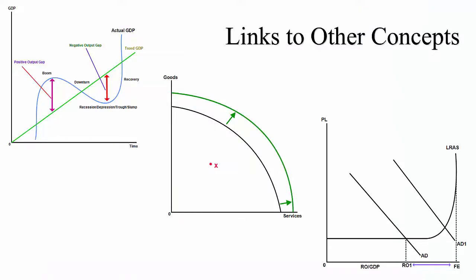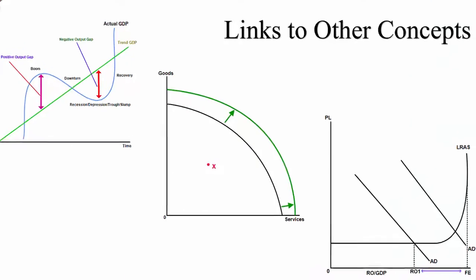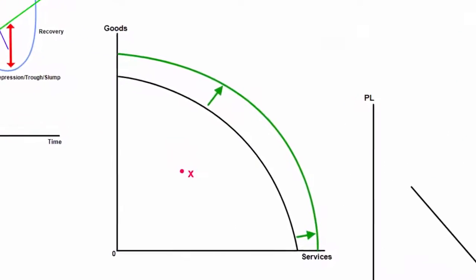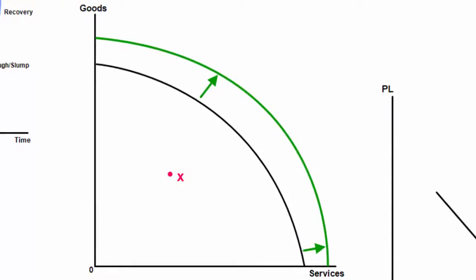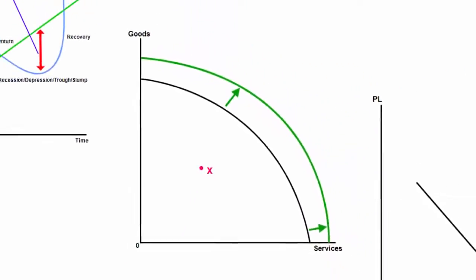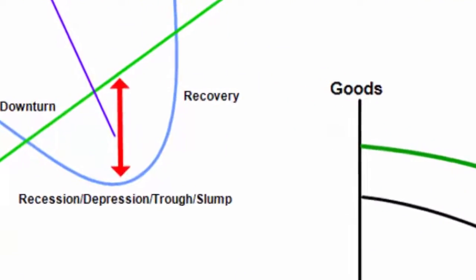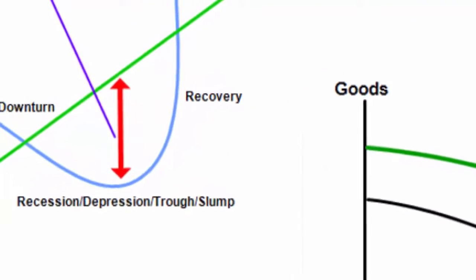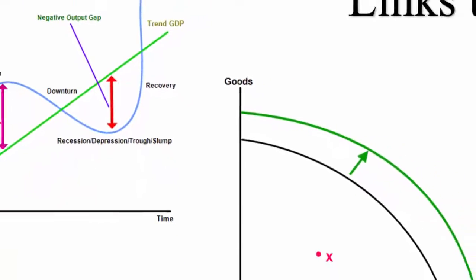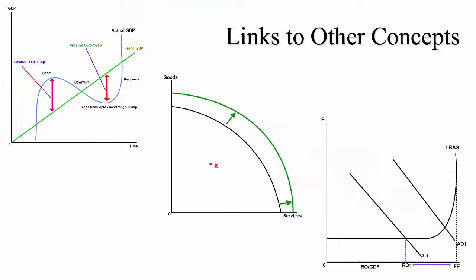So just to link the economic cycle to other areas of the course and other concepts, if we just look at the PPF now, if we moved from point X towards the original black-lined PPF, that would be characteristic of moving from something like a recession or depression through to a recovery phase. So the black-lined PPF would be the trend GDP level. Anywhere inside that PPF would be in the position on the economic cycle graph where we are underneath that trend GDP line with the actual GDP, so in a negative output gap essentially.